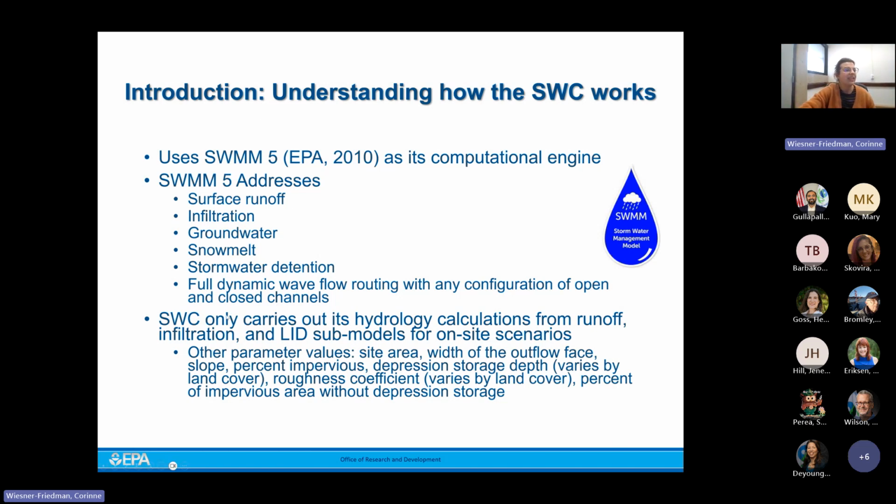So basically, the stormwater calculator will use the site area, the width of the outflow face, which is a very important measurement in SWMM, the percent imperviousness and the depression storage depth, the roughness coefficient, which does vary by land cover, and the percent of impervious area without depression storage. So it's basically just a subset of the functions that SWMM can use. That's why I say that it's a good screening tool. It's not going to be as precise as you can be with SWMM.